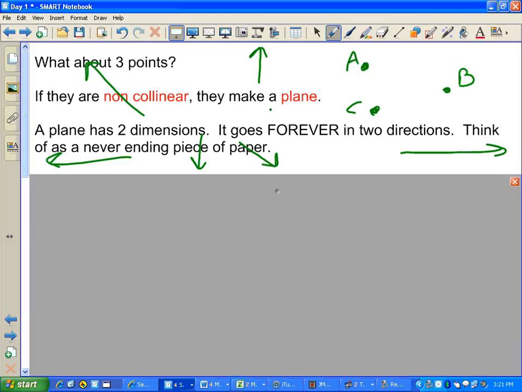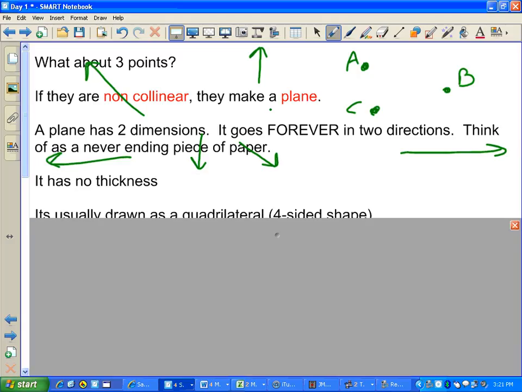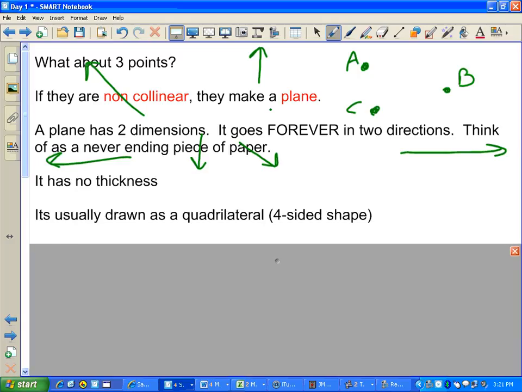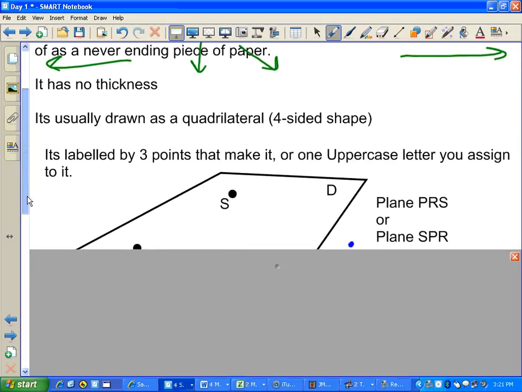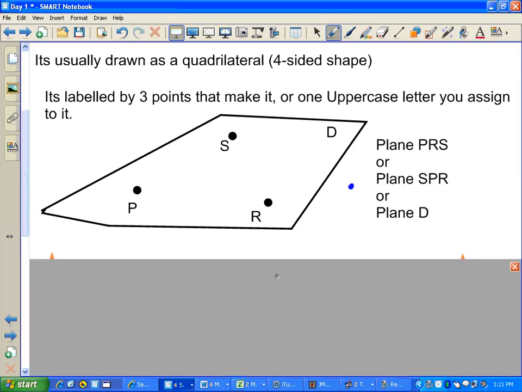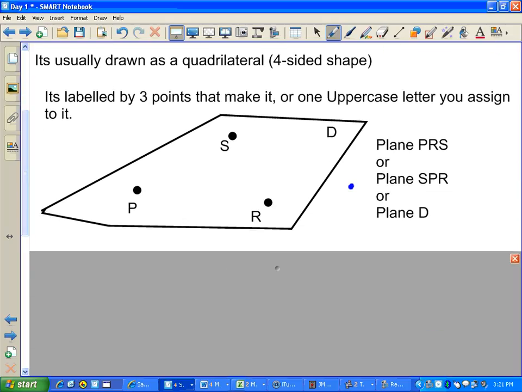There's no thickness. So think of a sheet of paper, an endless sheet of paper that would slice straight through the earth. It's like a giant knife cutting through the earth. That'd be a plane. It has no thickness. It's usually drawn as a quadrilateral. It's pretty much impossible for us to draw something that goes on forever, so we have a representation here.